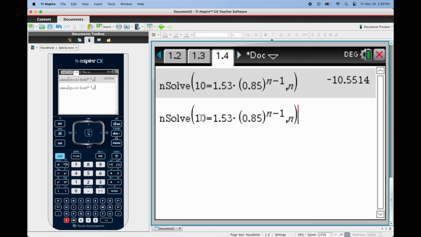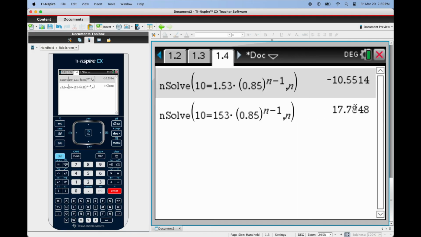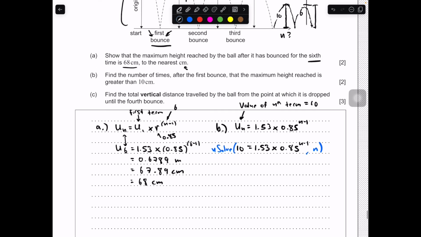So we can either convert this into meters or convert this into centimeters. I think it's going to be easier to convert this 1.53 meters into centimeters, and 1.53 times 100 is just going to give us 153. And in this case, we have 17.7848 bounces. So going back to the document, in this case, n is equal to 17.78 bounces. So the number of times after the first bounce that the maximum height reached is greater than 10.